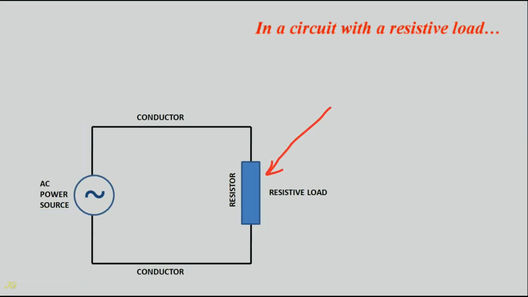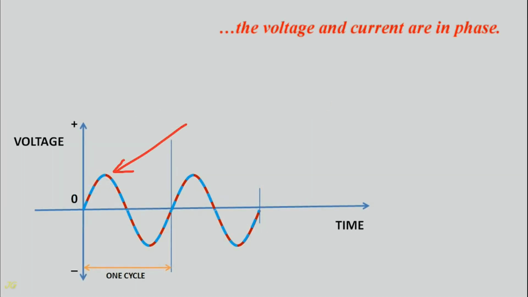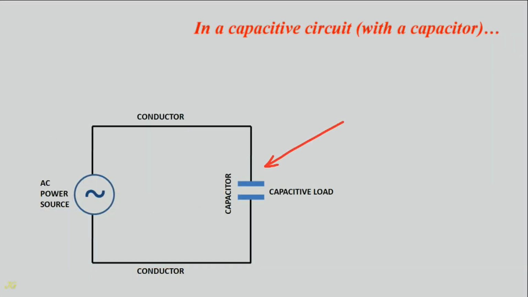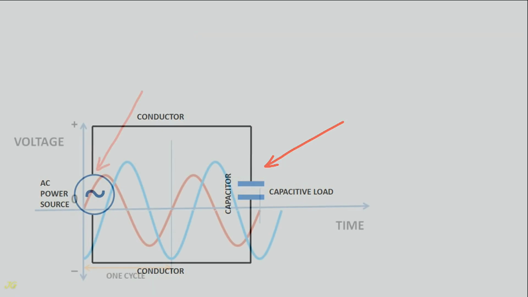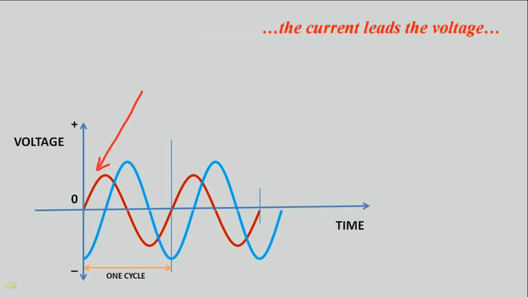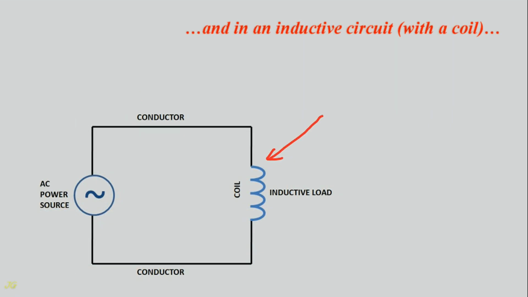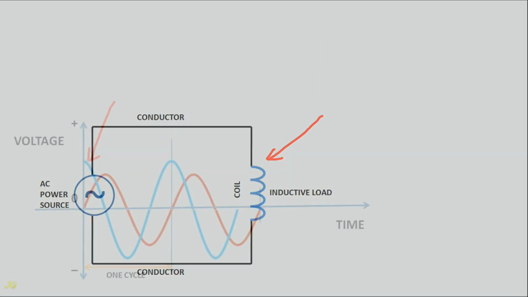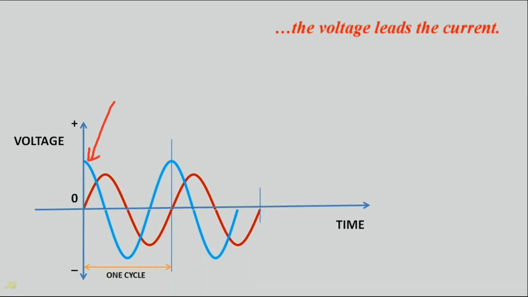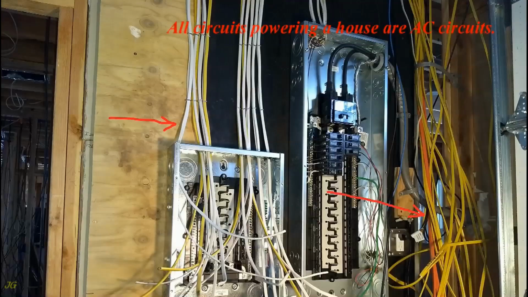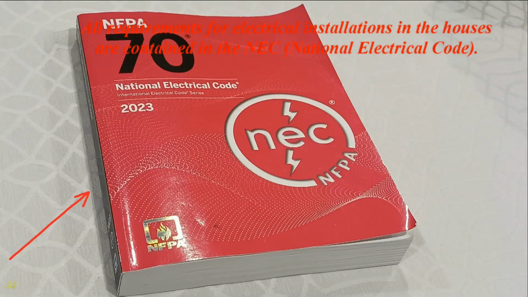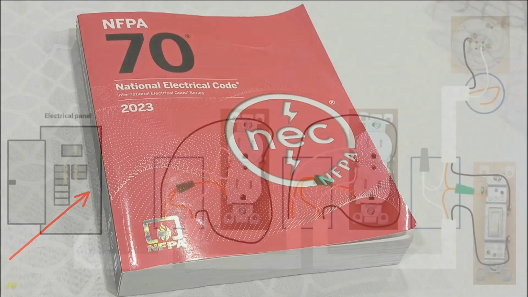In a circuit with a resistive load, the voltage and current are in phase. In a capacitive circuit, with a capacitor, the current leads the voltage. And in an inductive circuit, with a coil, the voltage leads the current. All circuits powering a house are AC circuits. All requirements for electrical installations in the houses are contained in the NEC, National Electrical Code.